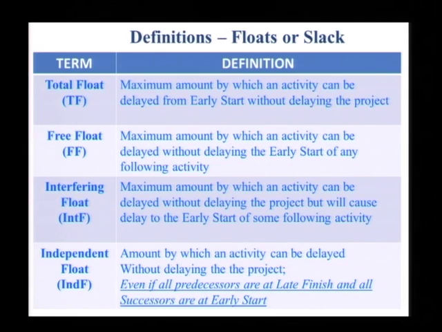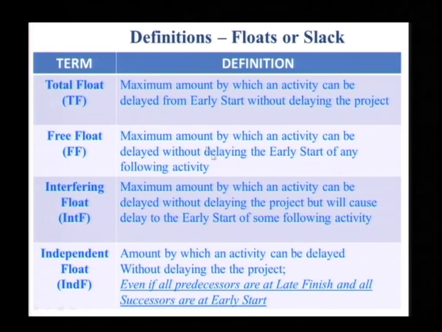Now what we want to do is start with these definitions. I do not expect you to understand the definitions as they are defined here. When we go through the examples you will be able to understand them from the basics. There are 4 float terms as we discussed earlier. Total float is the maximum amount by which an activity can be delayed from early start without delaying the project. Free float is the maximum amount by which an activity can be delayed without delaying the early start of any following activity.